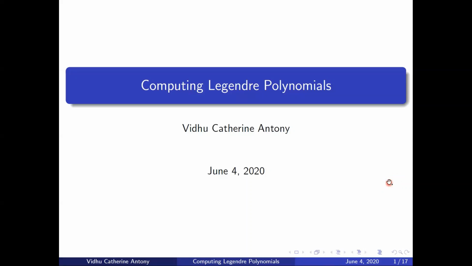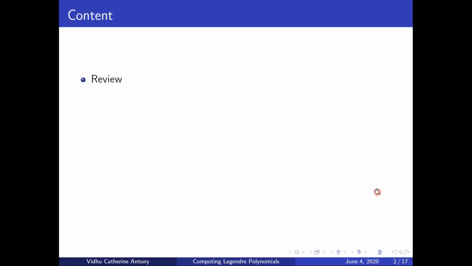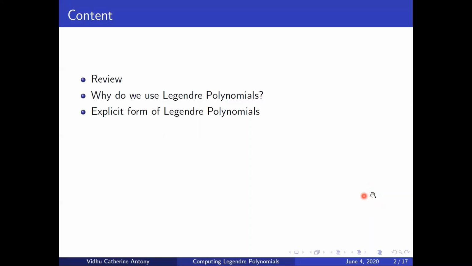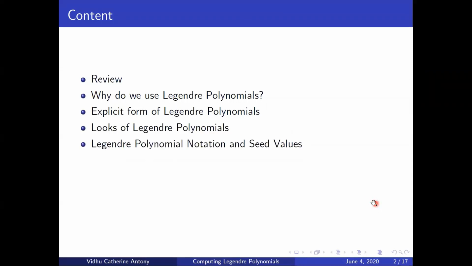So today we're going to look at computing Legendre polynomials of nth order using recurrence relations. I'll go through a review of what we've done in the first semester, and then go on to why we use Legendre polynomials. Look at the explicit forms of Legendre polynomials, how they look, and a couple of notations and seed values. Look at Bonnet's recursion formula, and a couple of problems, and how to verify or know if the solution that you got to those problems is correct.